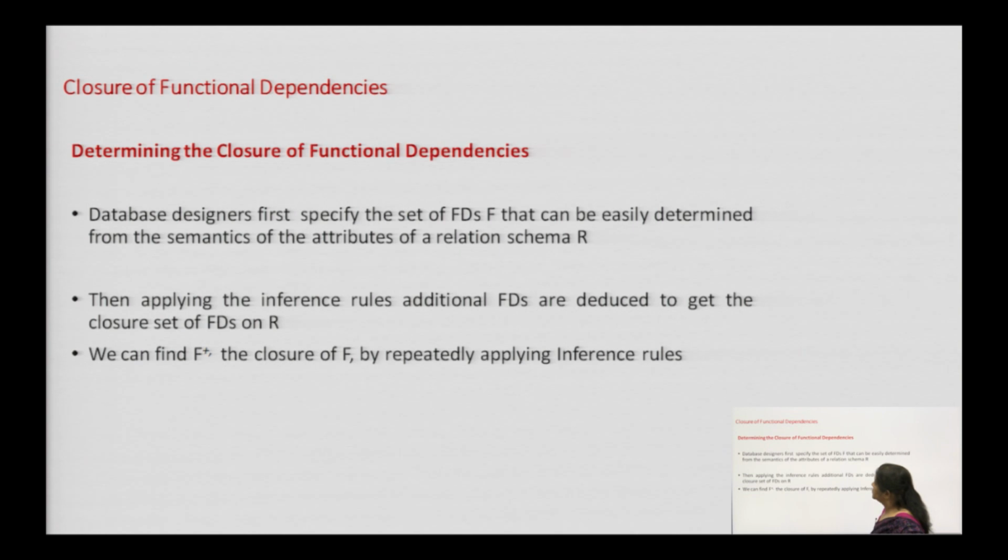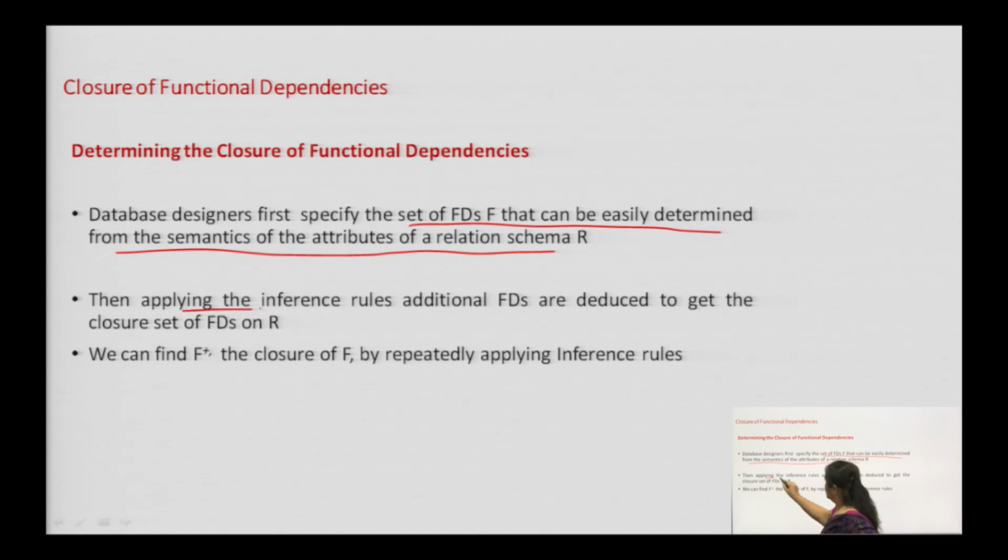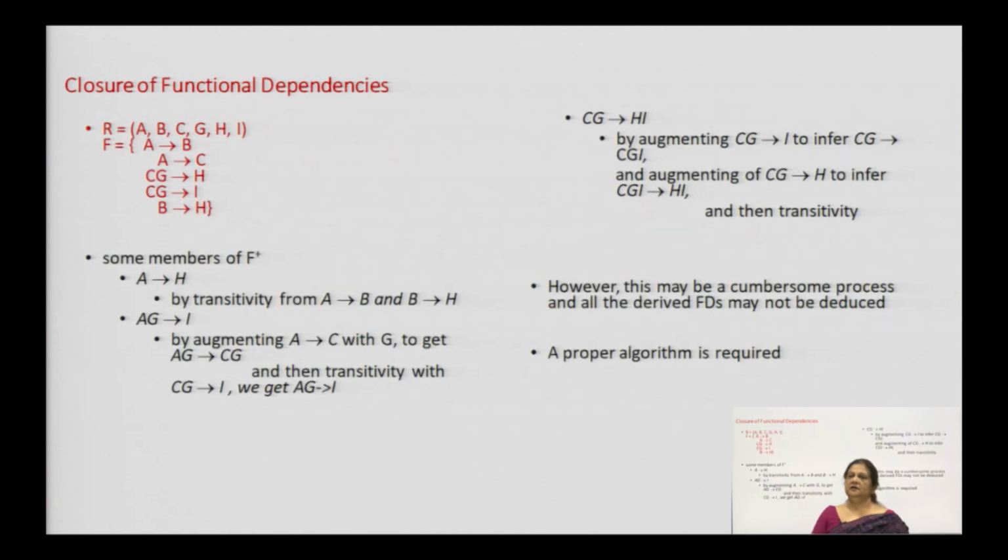How can we find the closure? Database designers first specify the set of functional dependencies that can be given from the semantics of the attributes. Then, applying the inference rules, the additional functional dependencies can be deduced. For example, let us see over here, we have this as the given set of functional dependencies for the relation schema R with the attributes A, B, C, G, H, I, agreed? A to B, A to C, CG to H, CG to I and B to H. Now, consider A to H.